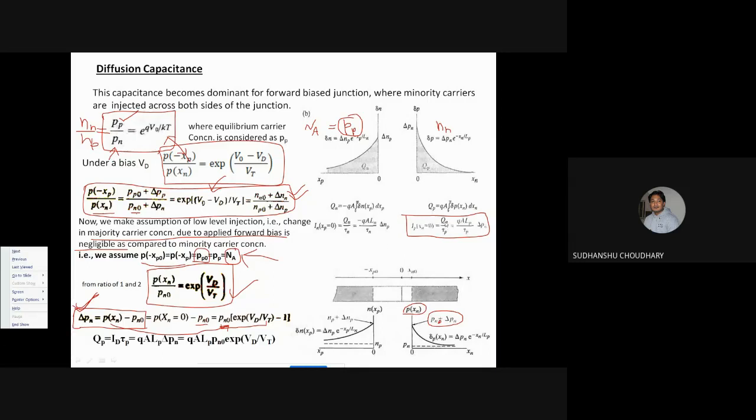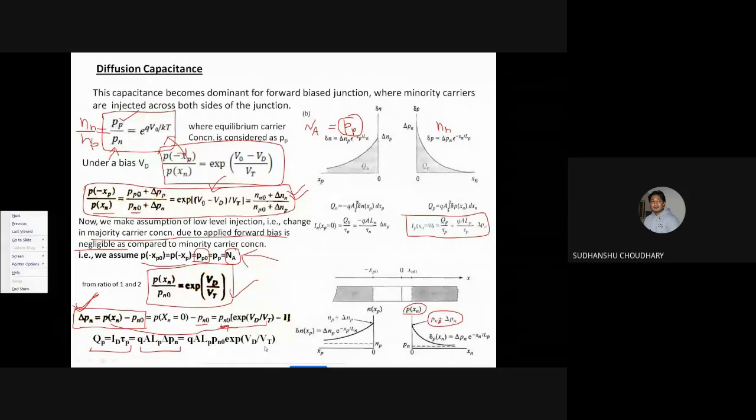So QP can be written as IP tau P or ID, since IP and IN both are the same. So we can write QP as ID tau P. QP is ID tau P, which is equal to QALP delta Pn. And delta Pn one can write from here as Pn0 (e to the power Vd by Vt minus 1).